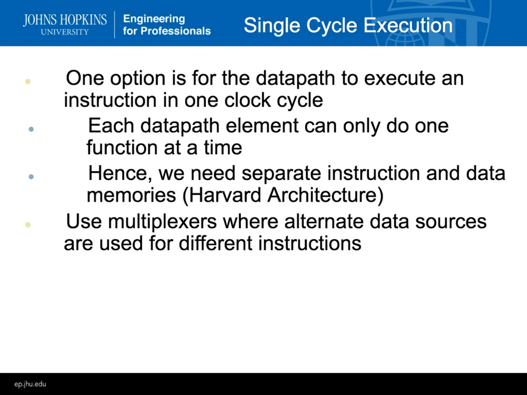And this week, we're going to talk about a single cycle data path. So we're going to say this whole data path is going to be done in one cycle. So we do need separate instruction and data memories. And then we're going to use multiplexers to determine which source to use depending on the instruction.